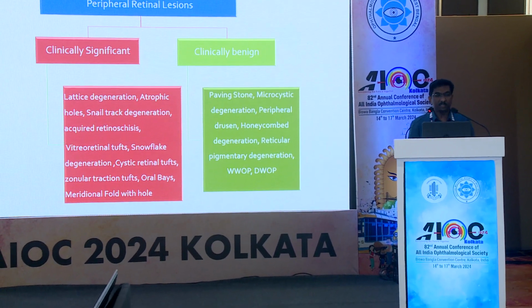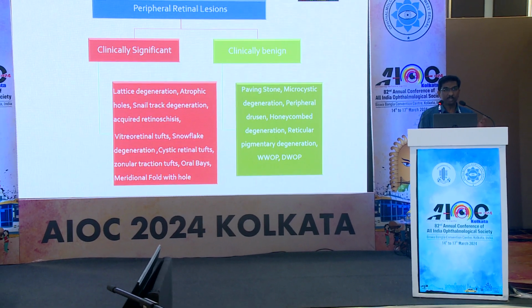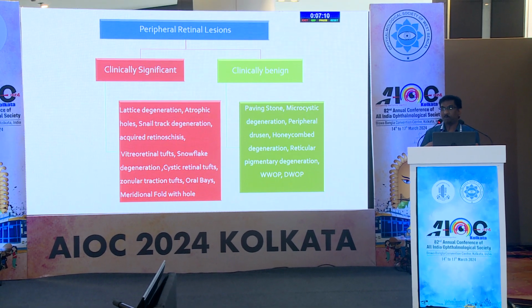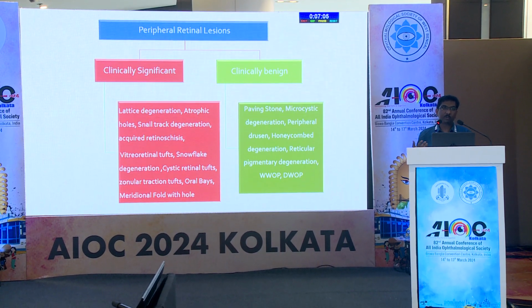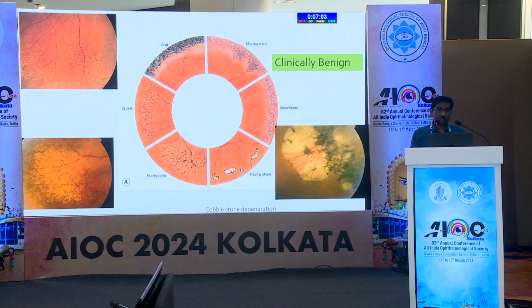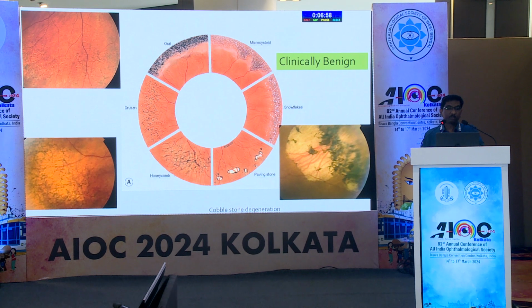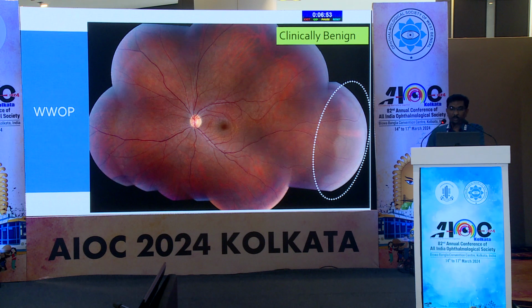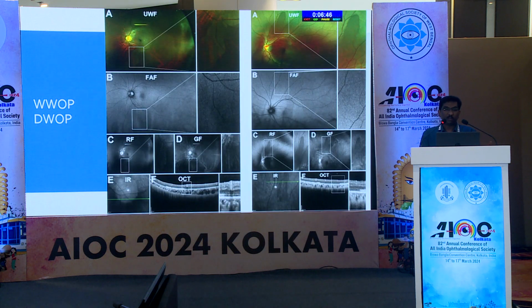But what really matters in our clinic is what is clinically benign and what is clinically significant, for which patients I need to spend that extra time to talk to. So this classification is what we would have in our mind mentally. If you look at the clinically benign lesions, these are the microcystoid, snowflake, paving stone, drusen, honeycomb. In these patients, we would usually not be worried too much because these are not likely to progress to any significant retinal issues in future.